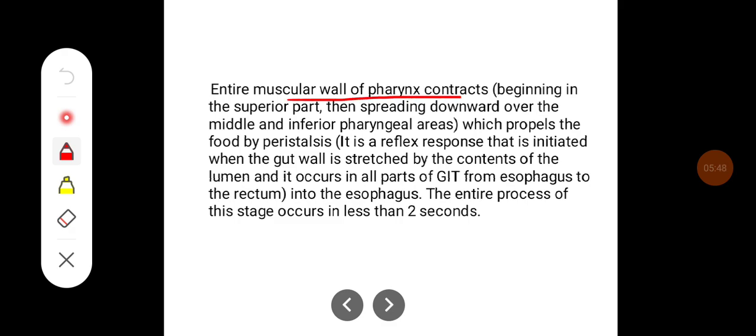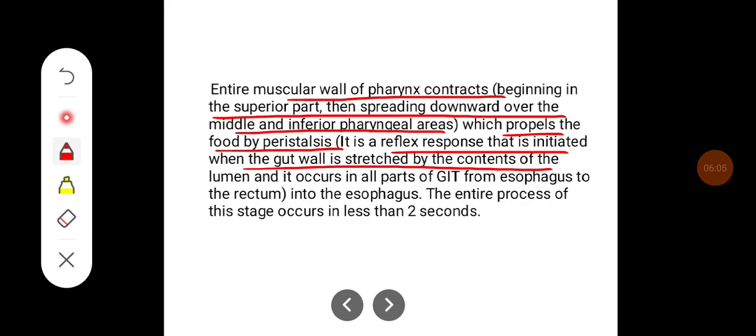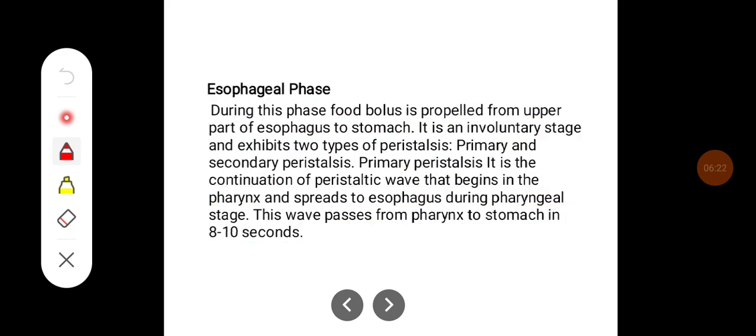The entire muscular wall of the pharynx contracts, beginning in the superior part, then spreading downward over the middle and inferior pharyngeal areas, which propels the food by peristalsis. That is, it is a reflex response that is initiated when the gut wall is stretched by the contents of the lumen, and it occurs in all parts of the GIT from the esophagus to the rectum. And ultimately, food is brought to the esophagus. The entire process of this stage occurs in less than 2 seconds.